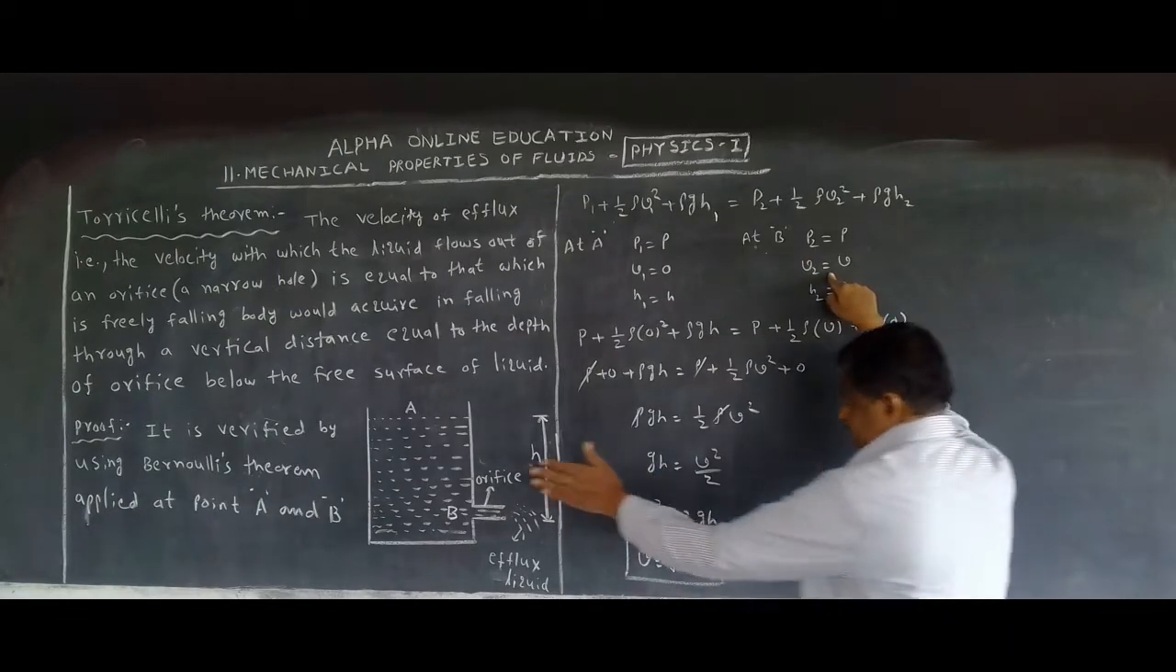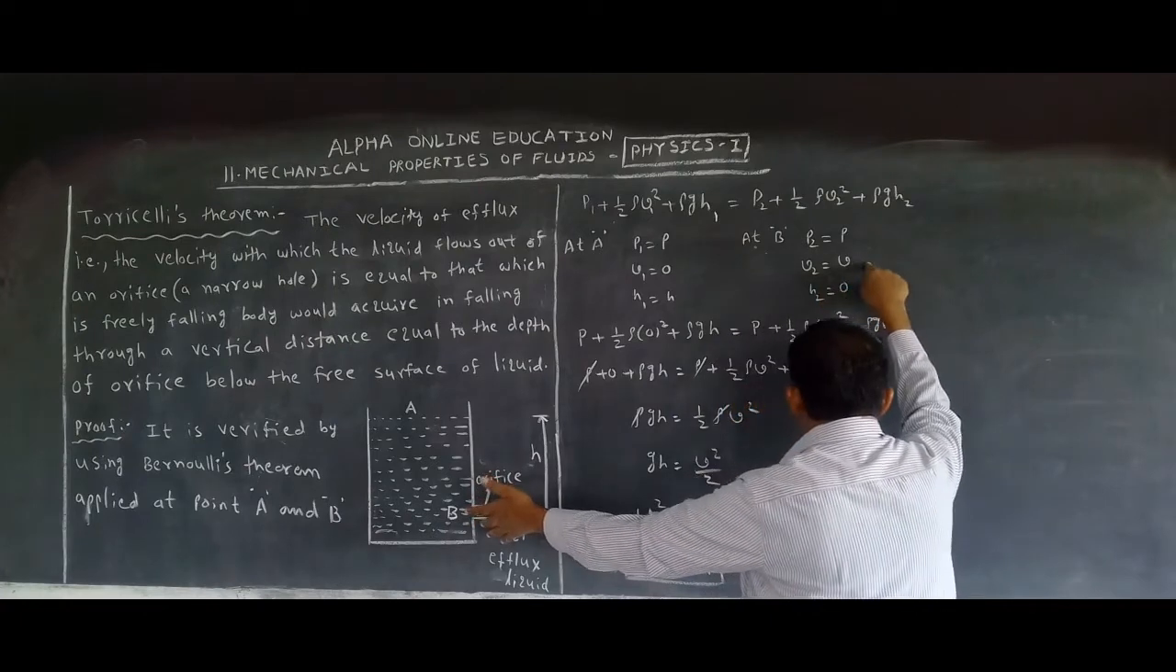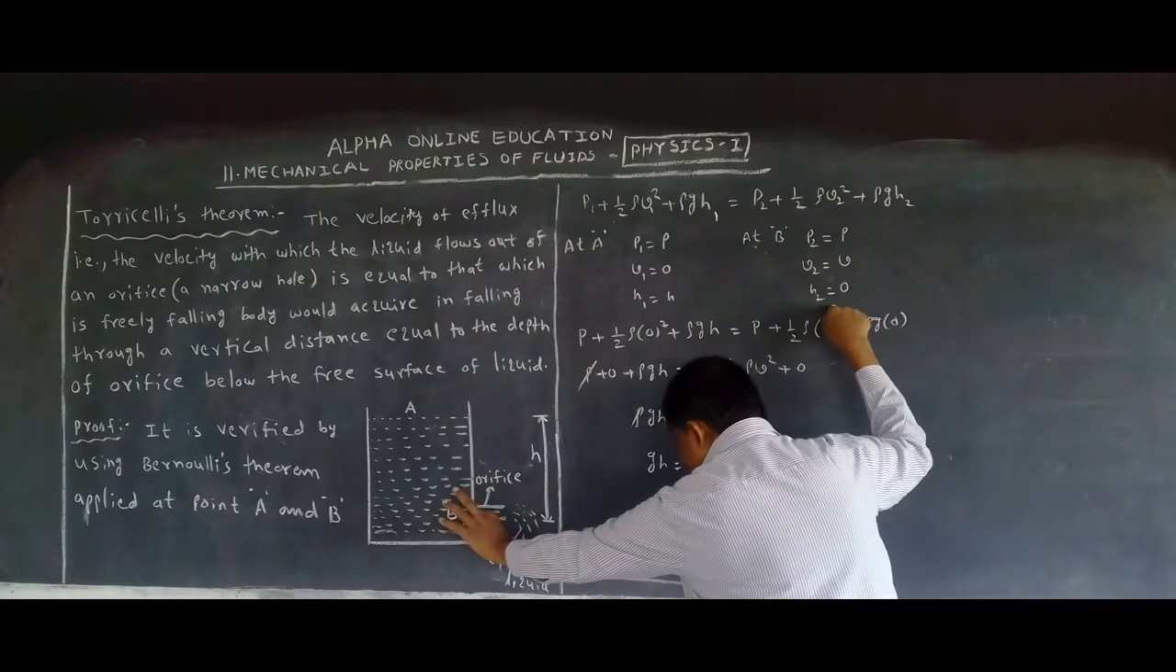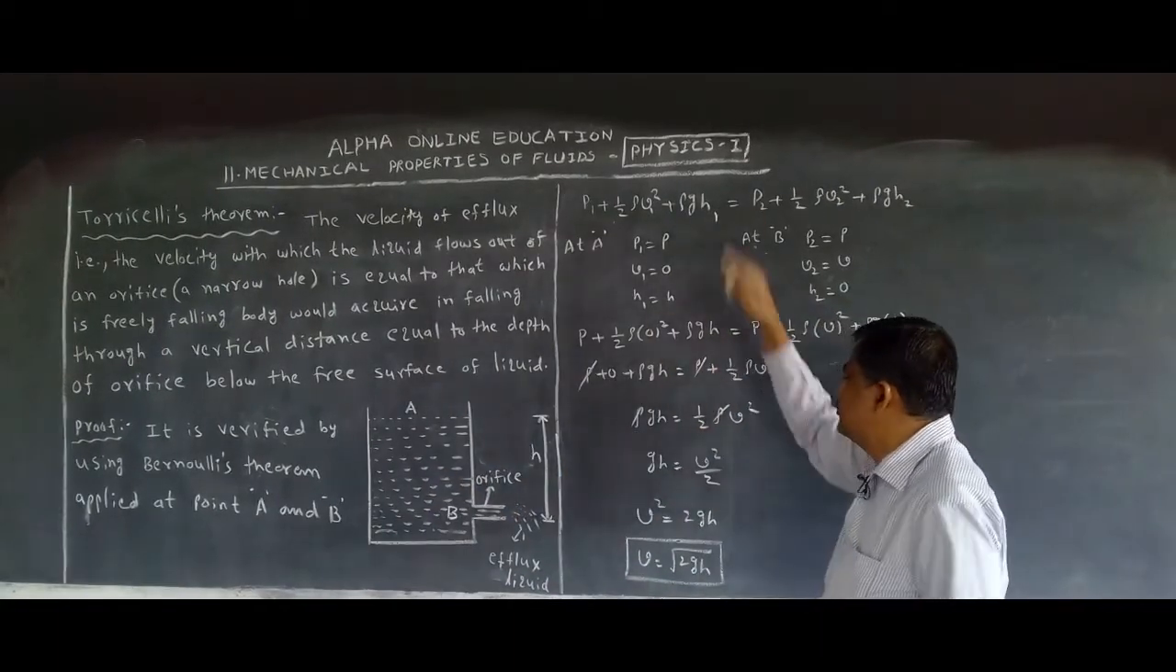The liquid comes out from the orifice with velocity V. What about the height? With reference to the orifice we take the height, and here there is no height. That's why h2 is equal to 0. Substitute that.